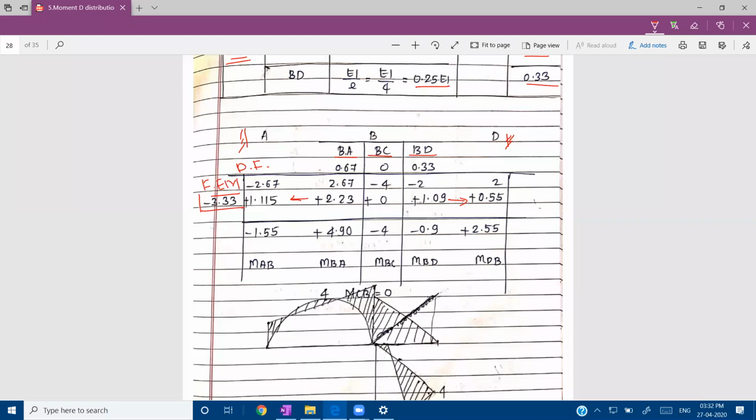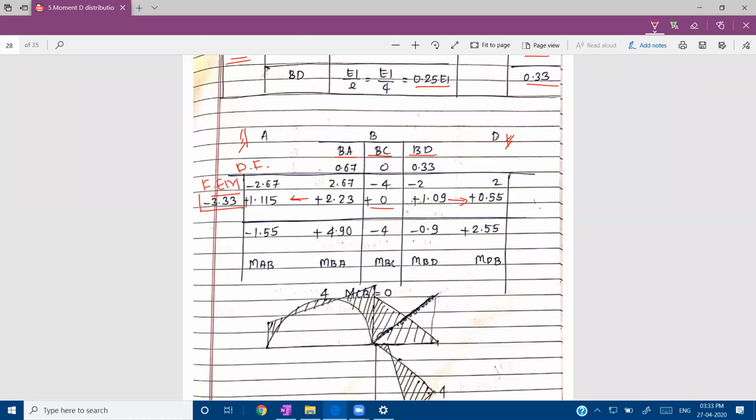If you now take the summation, MAB is lastly minus 1.55, at B MBA is 4.90, MBC is going to be 0, because this DF is 0 and the correction for BC is also 0, and MBD is minus 0.9, and this is plus 2.55. Now if you calculate the unbalanced moment at support B, 4.9 minus 4 minus 0.9 is going to be 0. That means this joint is balanced here.